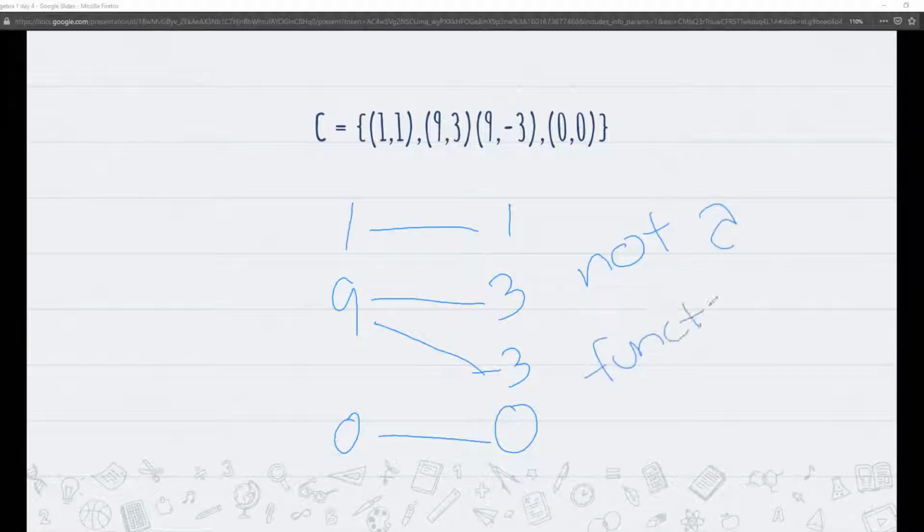The reason being that one domain can't go to two different ranges. Basically, if a domain goes to two different ranges, that is not considered a function.